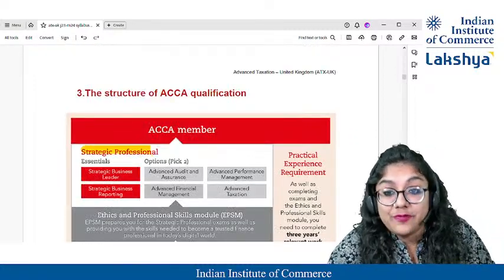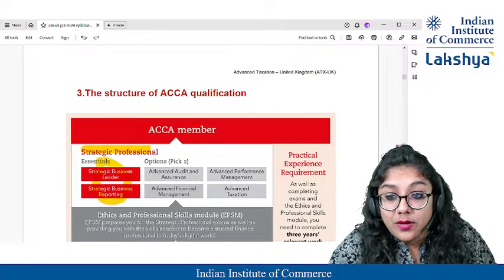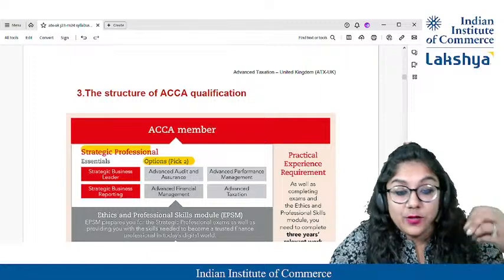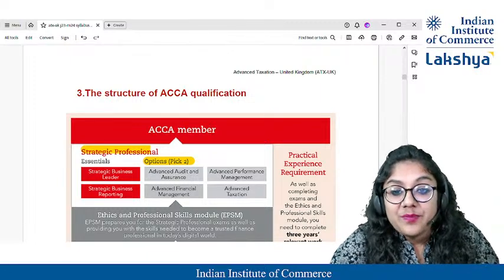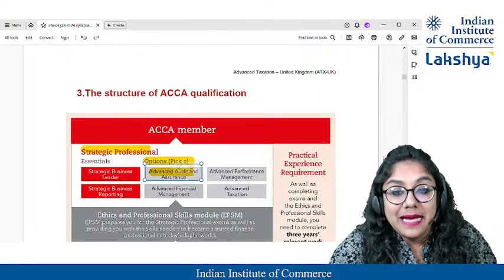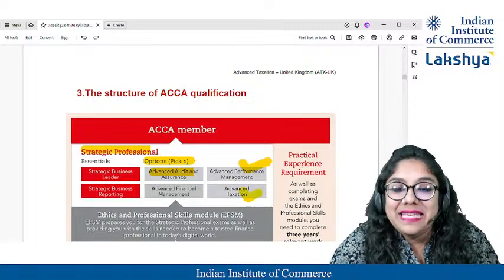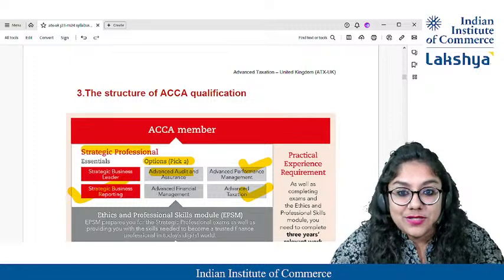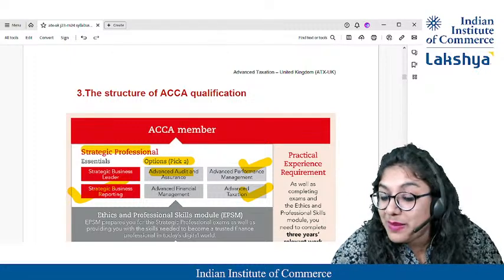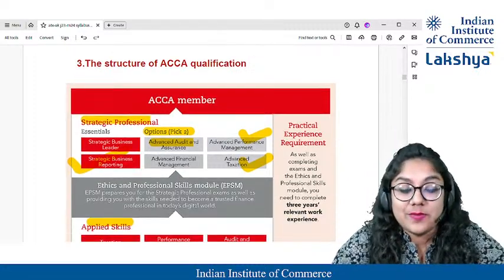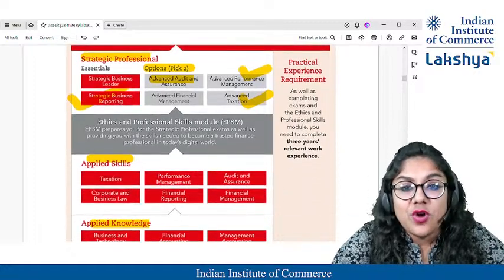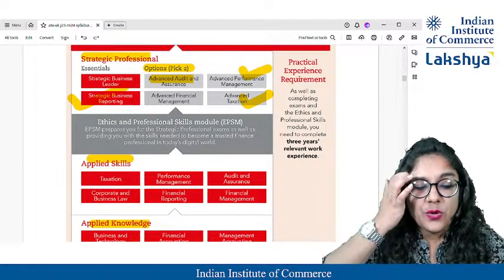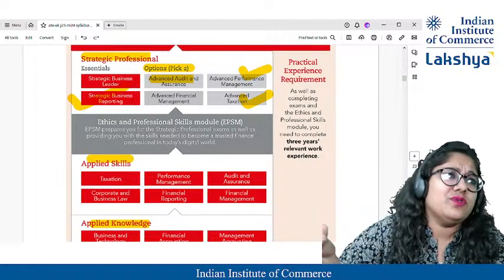Over here, the strategic professional level has 2 important papers, and we have to pick any 2. I know most people will pick, let's say, AAA and maybe AFM, but I am the tutor of PM, ATX, SBL and SBR. I'm taking up those subjects because I know normal people will not love them, but I really want you to know. I'm telling you for your knowledge only.